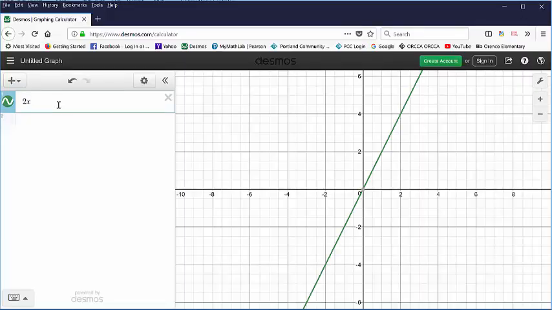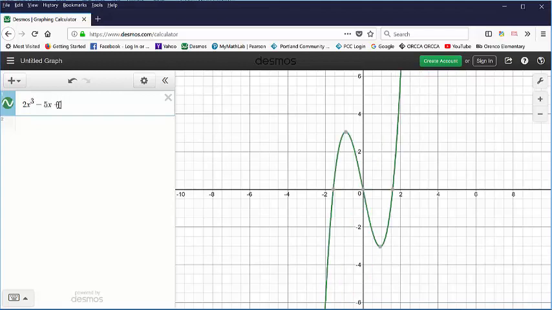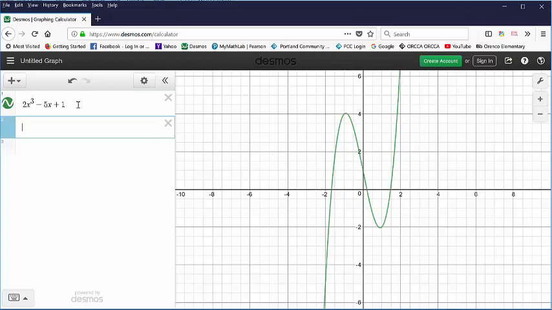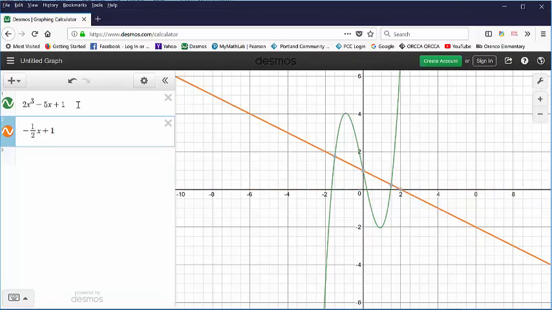So we have 2x cubed minus 5x plus 1. Okay, so that's one side of the equality, right? And I want to graph the other side of the equality because we want to find out where they're equal. Okay, so we have negative 1/2 x plus 1. So the other side of that equal sign is a line. So where are the intersection values there? Because we're trying to solve an equality. So they're right here. I'm going to highlight those intersections because those are the main things that we need.